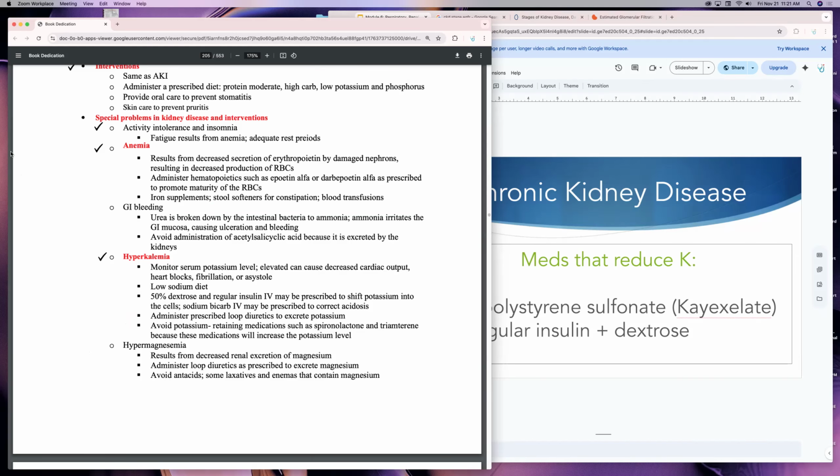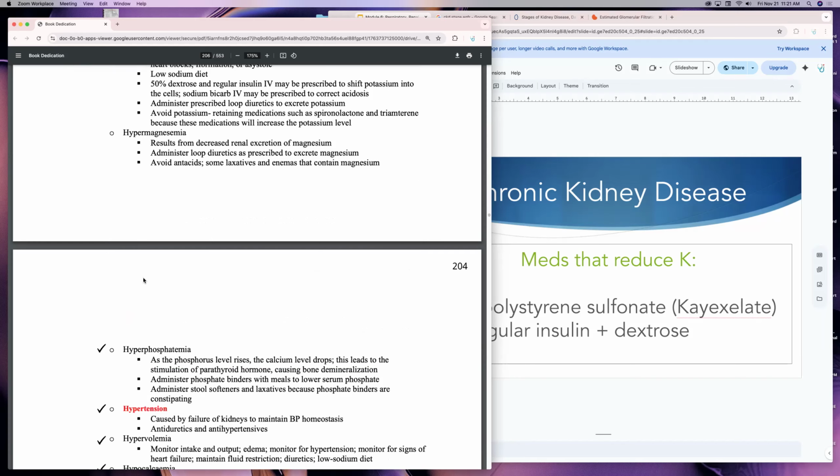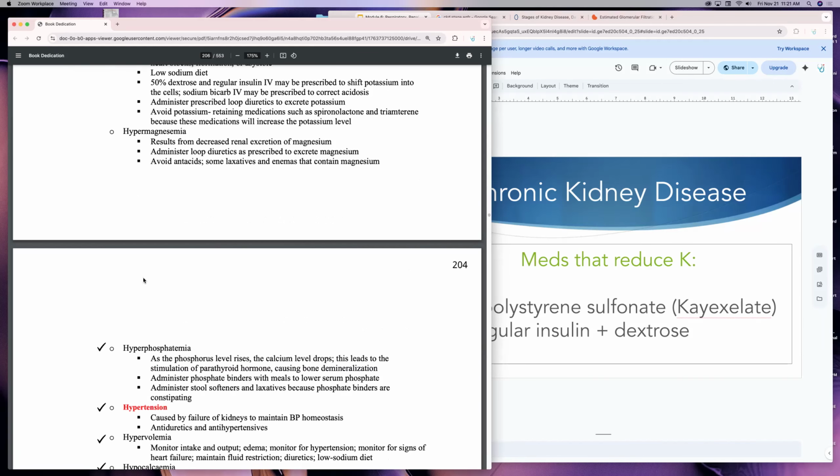Next up is hypermagnesemia. This is another issue that patients with chronic kidney disease face. The kidneys aren't able to get rid of magnesium. So loop diuretics would help with this, okay? Also avoid medications with magnesium, like a lot of antacids and laxatives and enemas have magnesium. Have you ever heard of milk of magnesia? That white milky substance that we use for stomach upset and as an antacid. Milk of magnesia has magnesium. So a patient with CKD is already at risk for high magnesium. We would want them to avoid that.